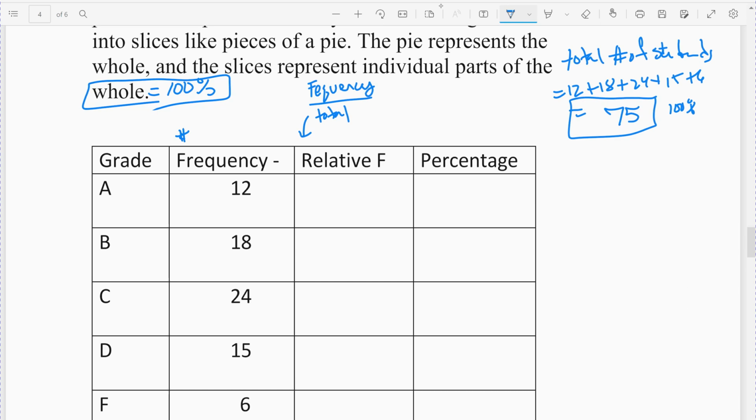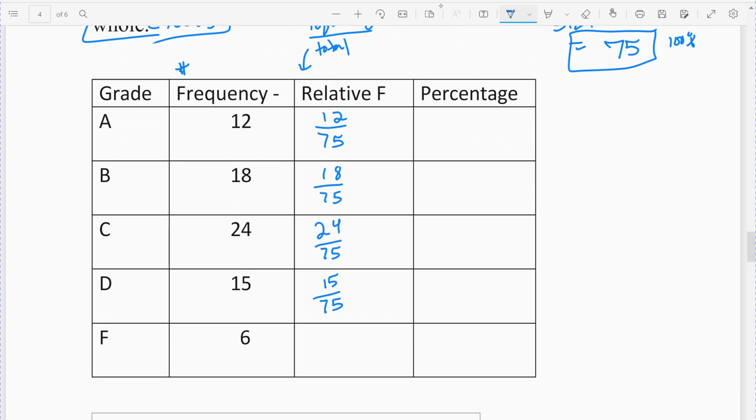And so when we do our relative frequency, it's the fraction of those that we're looking for. The relative frequency of A is 12 out of 75. For B, there are 18 out of 75. C, there are 24 out of 75. And D, there are 15 out of 75. So again, relative frequency is how many out of the total, the fraction of the total. F would be 6 out of 75. So when I add those all up, it should be 75 students out of 75 students.